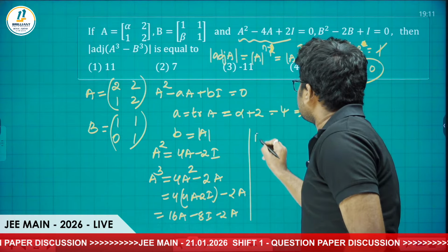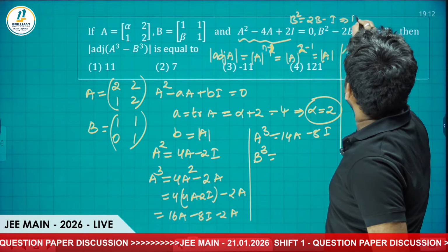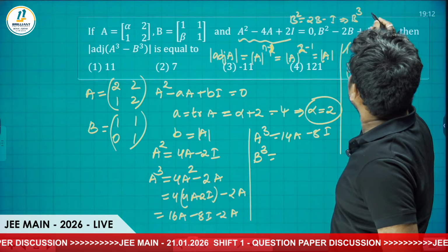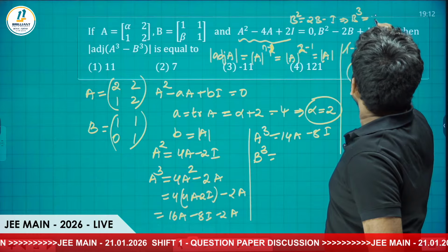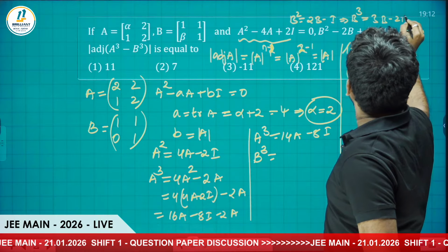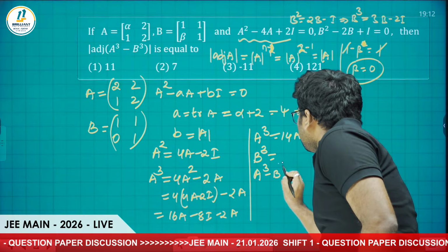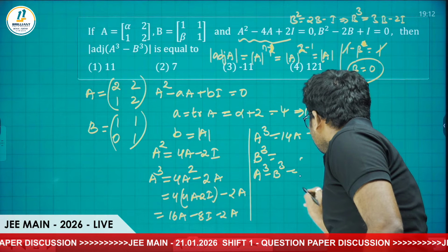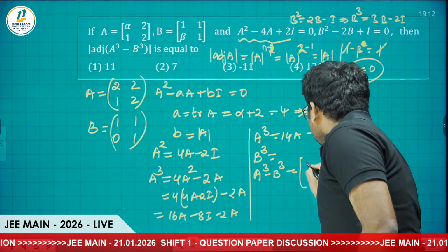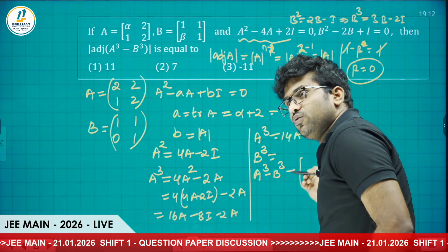In the same way, we will be getting b cube is equal to... put b square is equal to 2b minus I. So multiplying b on both sides, we get b cube is equal to directly 3b minus 2I. So if we solve now, finally we will get a cube minus b cube is equal to 14a minus 3b minus 6. So direct a cube minus b cube value.